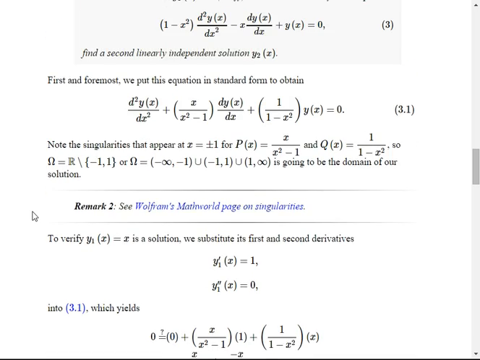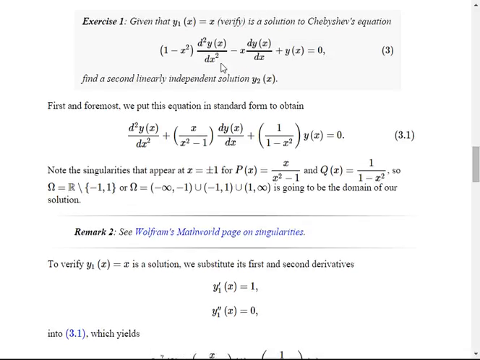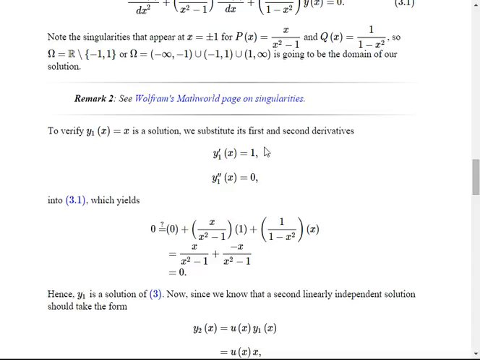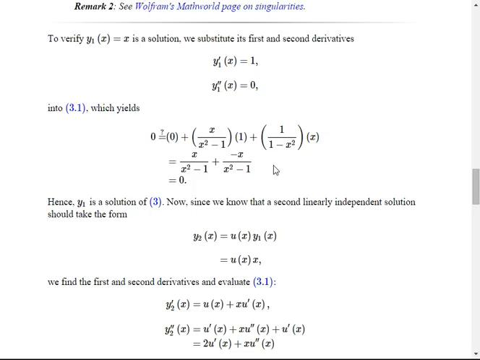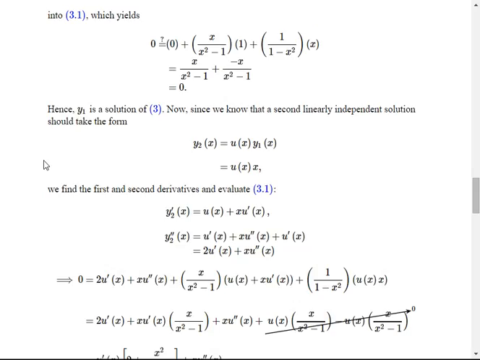Our first task was to show that y1 equals x is a solution to the differential equation. By taking the first and second derivatives, which are just 1 and 0, we substitute this back into the DE and get 0. So now that we know y1 is a solution, we must find a second linearly independent solution.